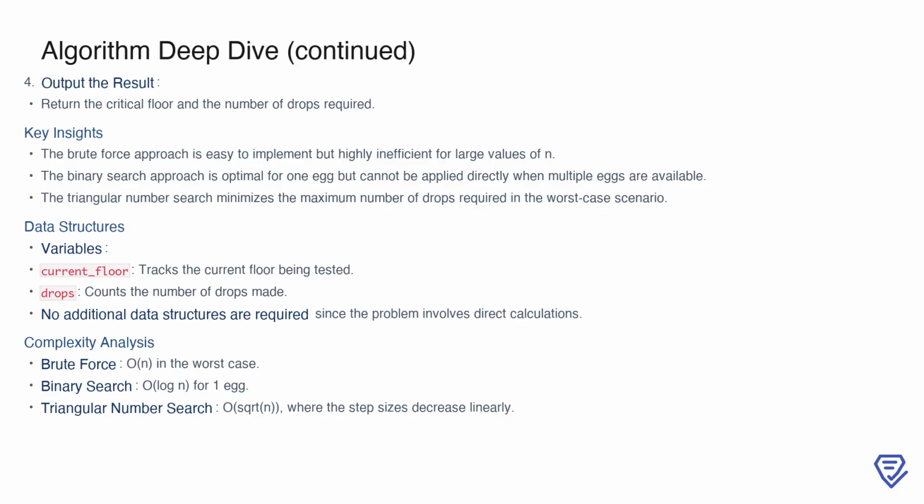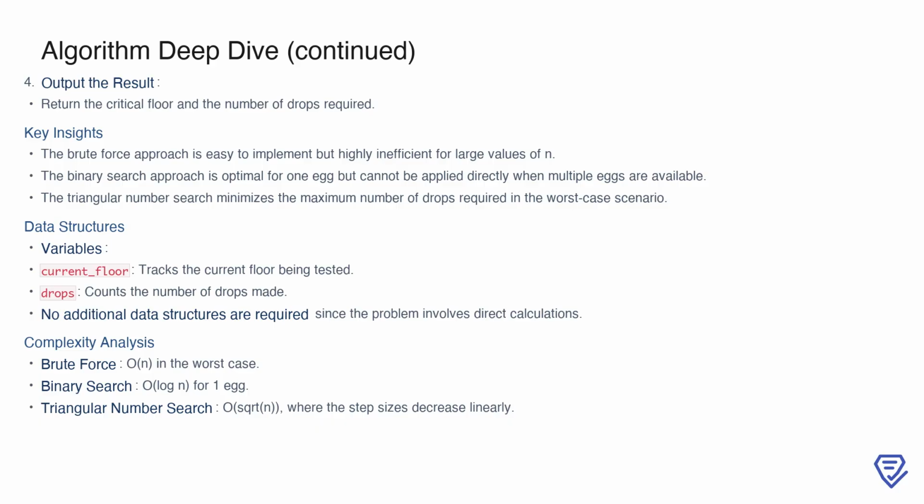This approach offers several important insights. First, while brute force is simple to implement, it becomes impractical for buildings with a large number of floors. The binary search method is optimal when you only have one egg, but it cannot be directly applied when multiple eggs are available. The triangular number search, however, is designed to minimize the maximum number of drops in the worst-case scenario, making it an ideal solution for this problem. The implementation relies on simple variables such as current_floor to track the floor being tested and drops to count the number of egg drops. No additional data structures are required, as the problem primarily involves straightforward calculations.